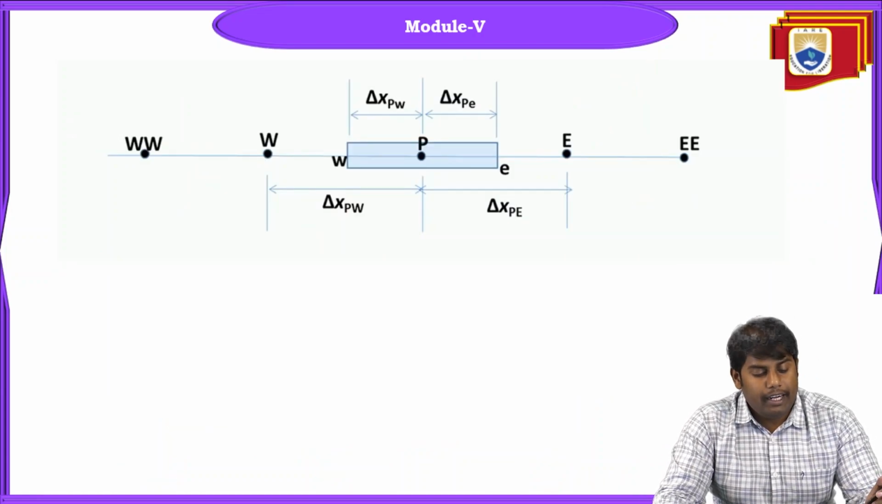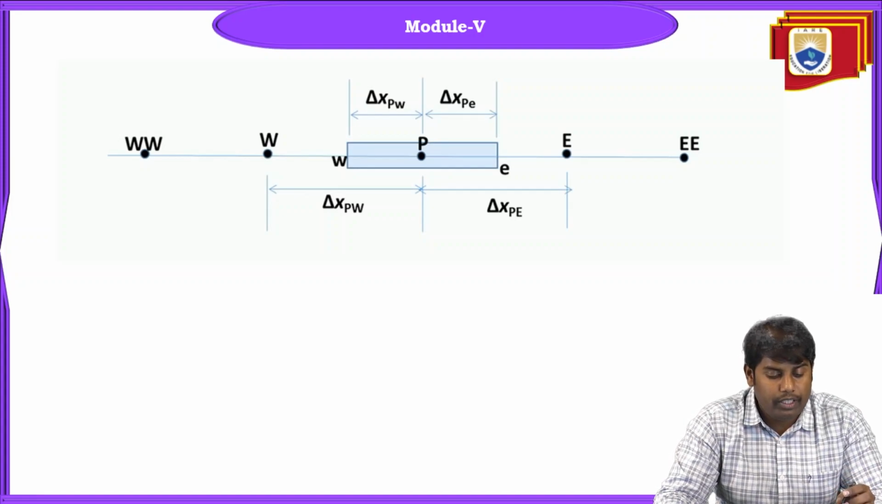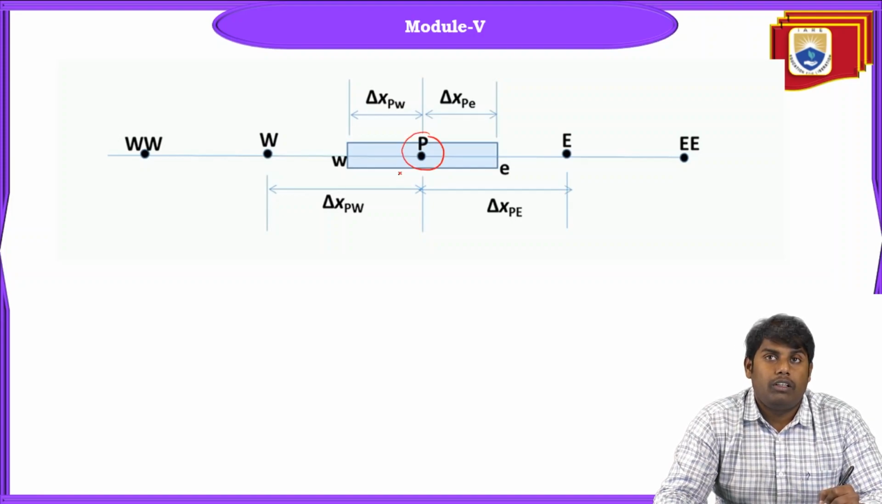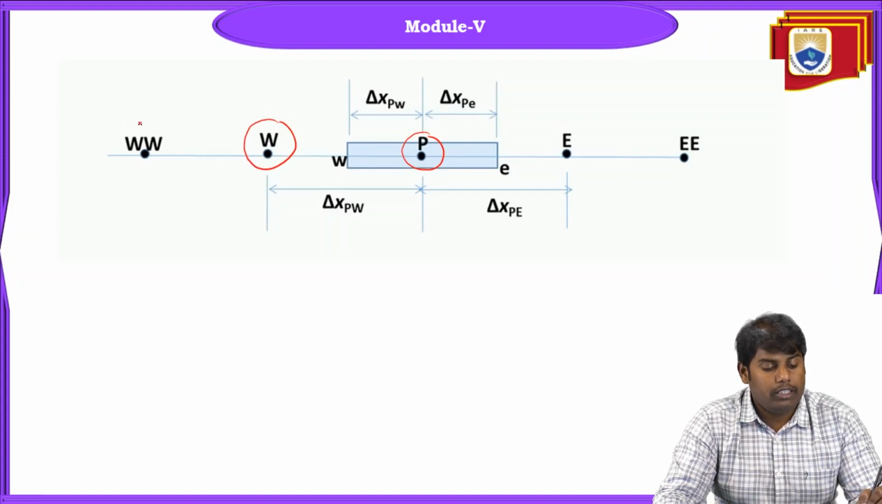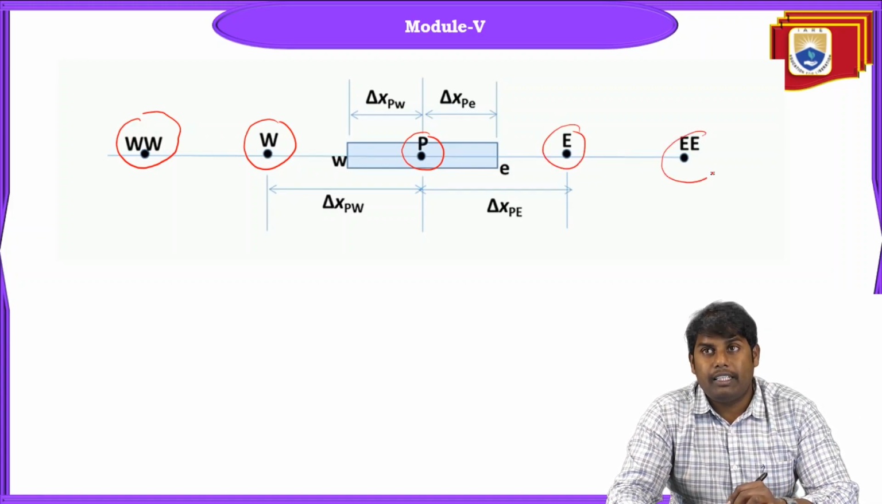Here, let us do the finite volume formulation for a 1D element. We are considering only 1D. Let us see the notation. Here we see the point of interest P. This is the point of interest P. This is called the west node, and this is called the east node.